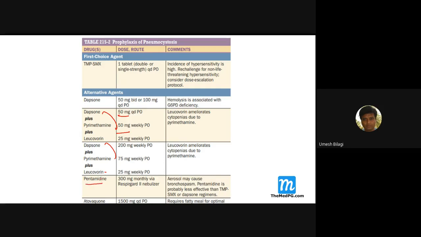Or next is pentamidine once a month. It is given as an aerosol, and the problem is bronchospasm. It can cause bronchospasm. And this also can be used: atovaquone.